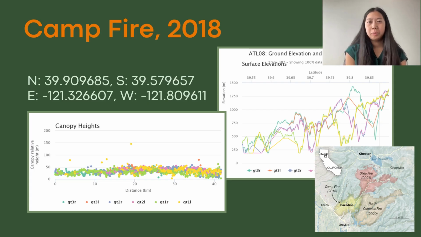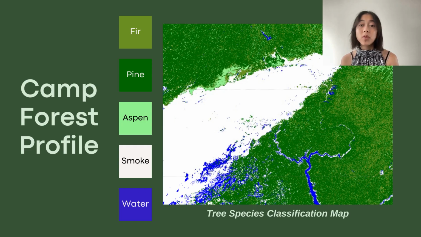The first fire we will be reviewing is the 2018 Camp Fire. The exact coordinates can be seen on the slide along with images of the canopy height and ground elevation levels collected from the ICESat-2 OpenAltimetry platform. This is a forest profile of the area impacted by the Camp Fire. According to our ML tree species classification map, this region can be characterized as a largely homogeneous conifer forest, with the fir, pine, and aspen species being the primary ones sampled during classification and then studied during research.